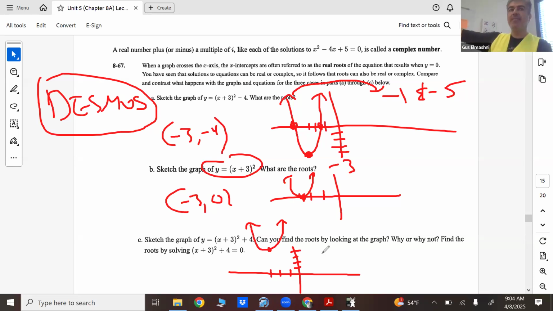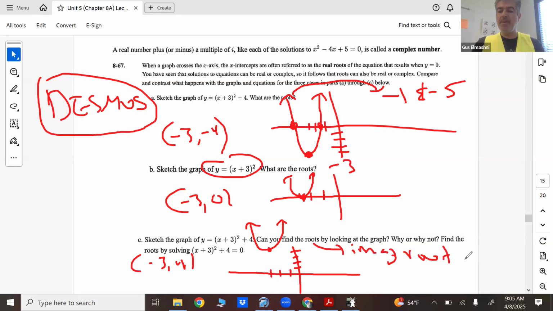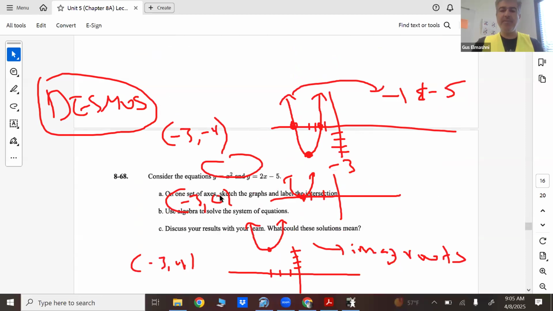What's the vertex for this one? -3, comma 4 for C. You see, it's -3, comma 4. That clearly opens up, so it has no x-intercepts. So they're going to be imaginary, just so you know. Imaginary roots. All right, guys, let's keep moving. Let's focus.